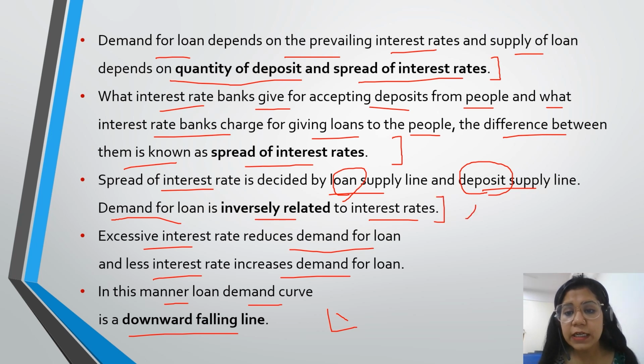So when we take a loan, then the interest rates have to be paid by us. And with the time, this amount, the interest amount that we have to pay, it increases. So no one will want to pay high interest rate. And that is why demand for loan is inversely related to the interest rates. When the interest rate is low, then the demand for loans is high.